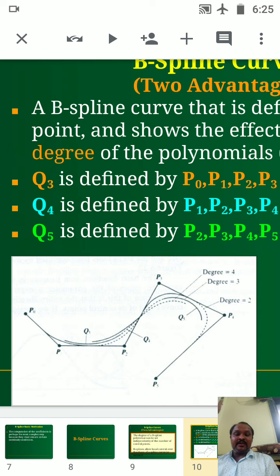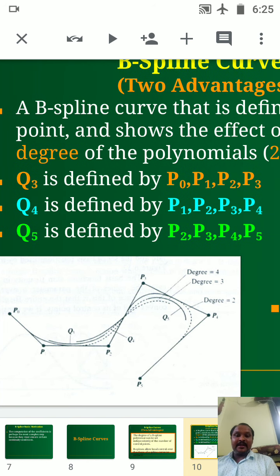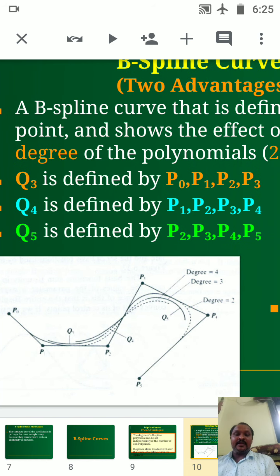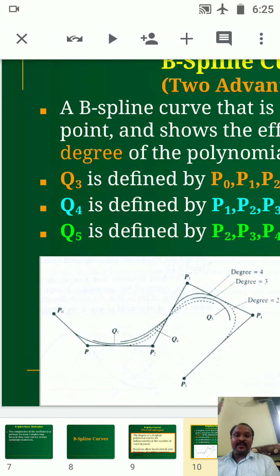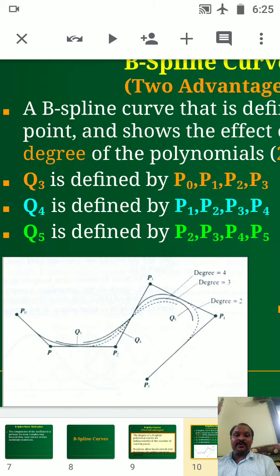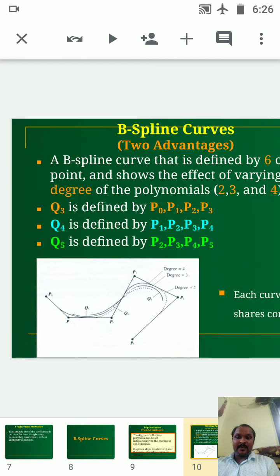So this line will start from the previous line, that is called P2. Then it will be indicating P2, P3, P4 and P5. In the same way, the diagram is showing your curve continuously, as shown in the figure. The curve is continuous, but whereas Q3, Q4 and Q5 are defined by different control points. Means your control points will vary according to your curve segment. Clear?